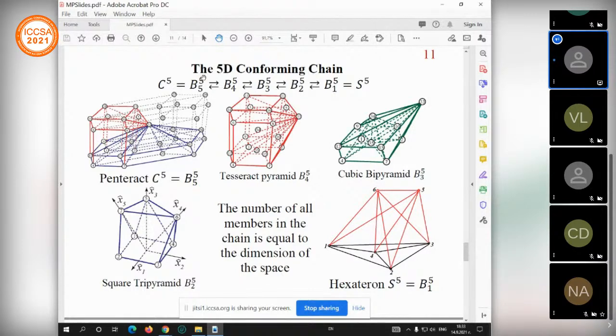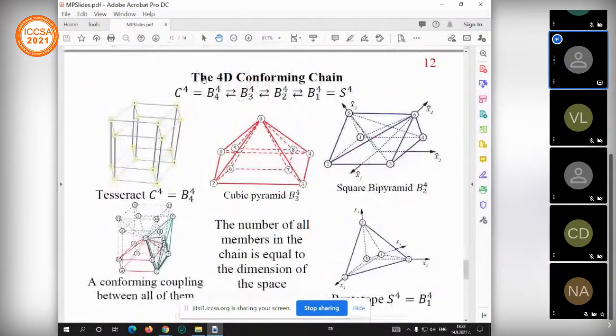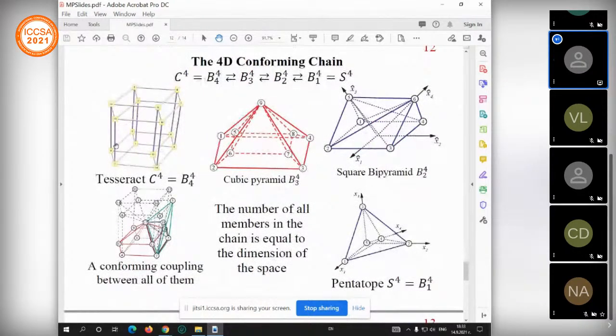Let us consider a conforming chain in the 4-dimensional case, which is presented on this slide number 12. We have to do a conforming coupling between tesseract and pentatop. And we need only 2 transitional elements, which are cubic pyramid and square bipyramid. And at the beginning, the tesseract and the cubic pyramid obviously share a 3-dimensional cube.